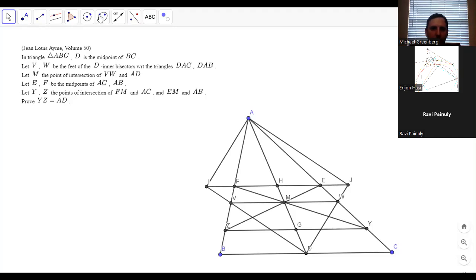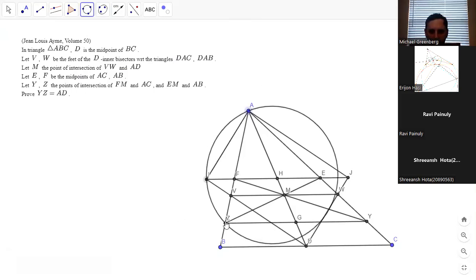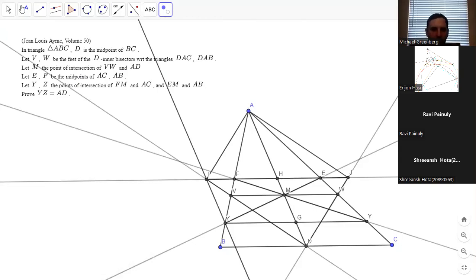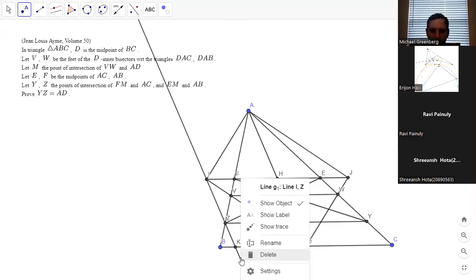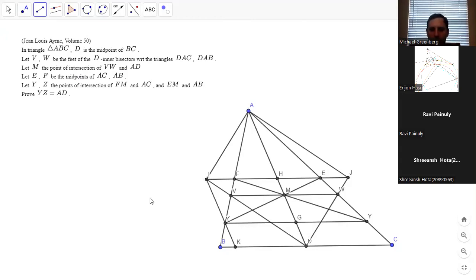Anurag, thanks for joining. So let me check if this is cyclic. No. Okay, IV, where IZ intersects BD. Okay. So how do we show that this is parallel to this? There's about an hour left. A little less than an hour.